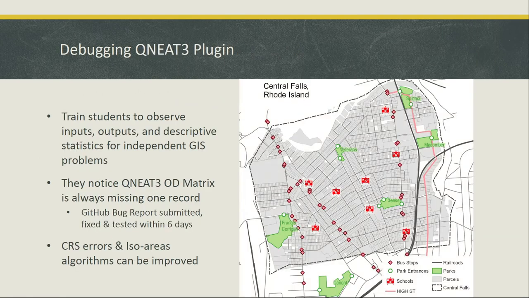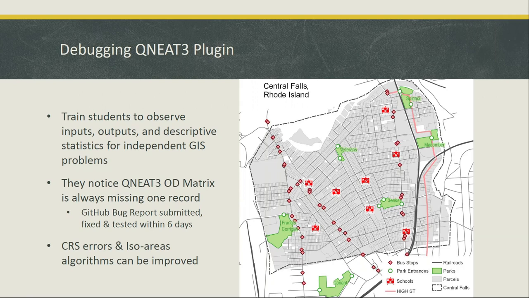I found some other similar types of issues when I was working with the QNEAT3 plugin, which I do recommend for teaching because it's a real easy way to access network and analytical tools without all the startup costs of really complicated network data type construction and all that jazz. There are some things that still need to be worked out with it, though.